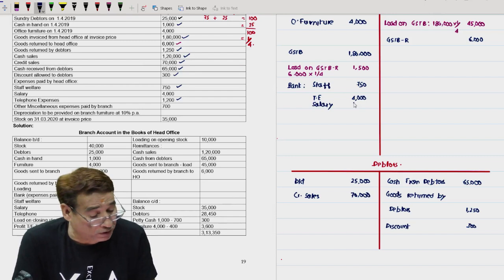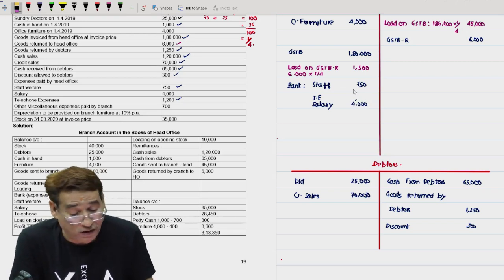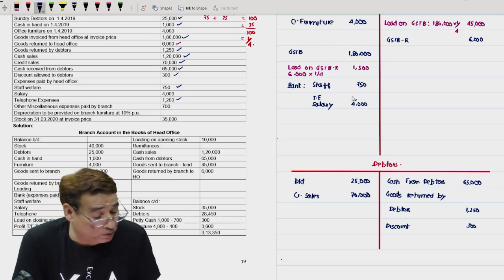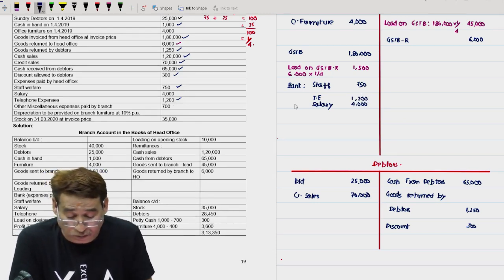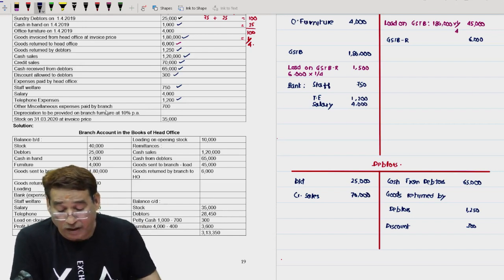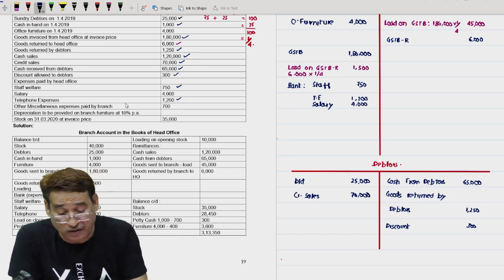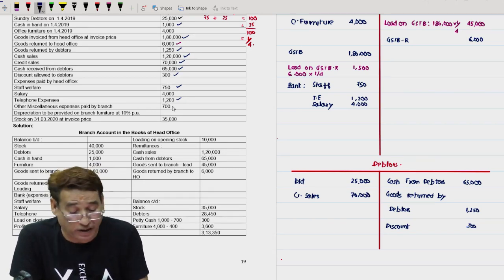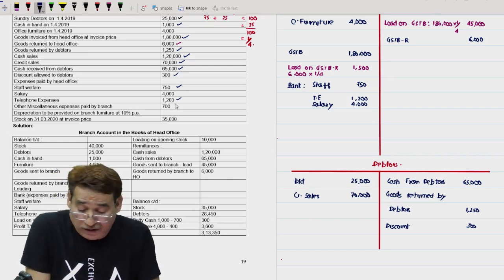Amount of salary is 4000, and telephone expenses are actually 1200. Then we have, in this case, miscellaneous expenses paid by branch. Now, these other miscellaneous expenses are not paid by head office, these are paid by branch. So how will I treat these expenses?